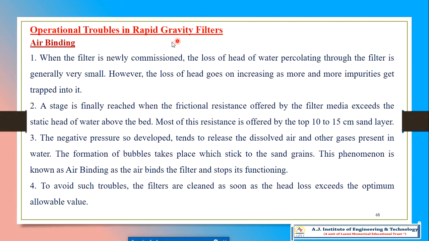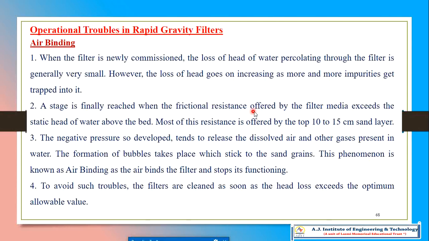The operating problem is air binding. When the filter is newly commissioned, the loss of head of the water percolating through the filter is generally very small. However, the loss of head goes on increasing as more and more impurities get trapped in it. In the initial stage there will be less head loss, but as impurities rest on the sand, head losses will start.